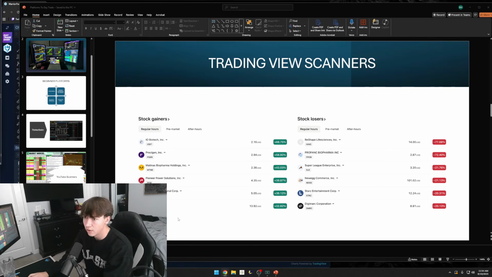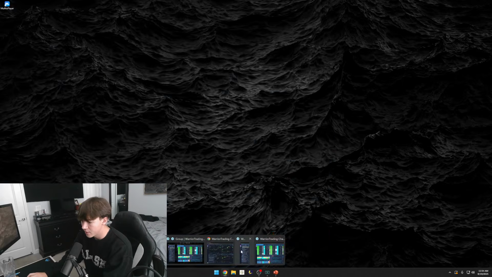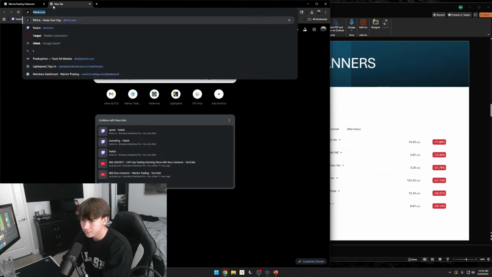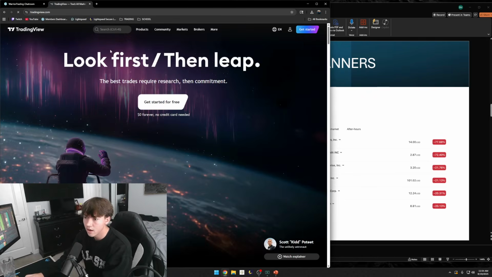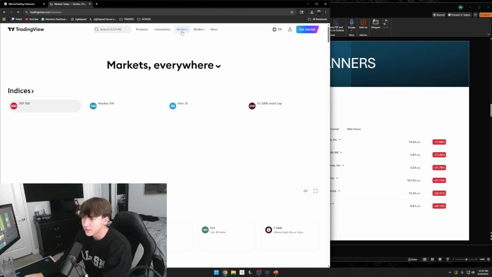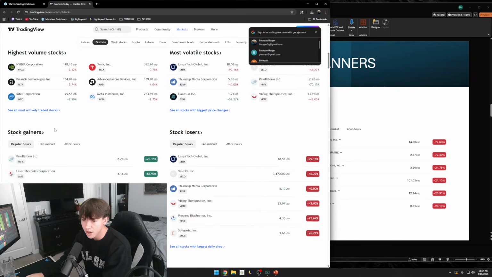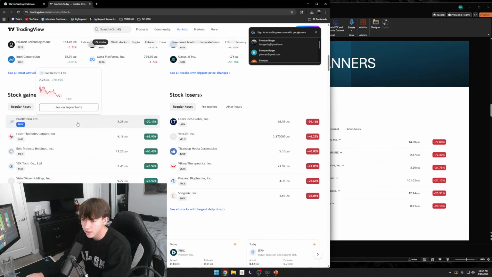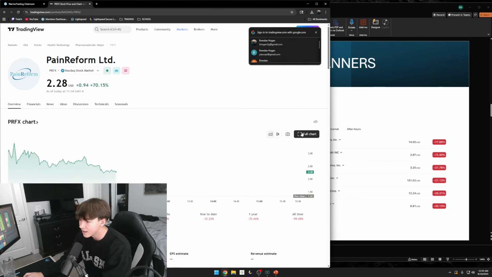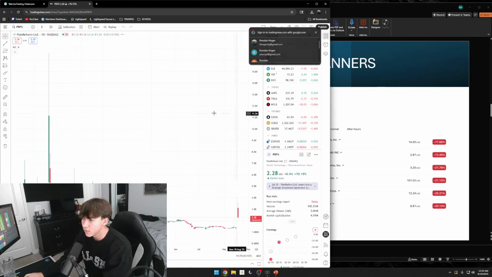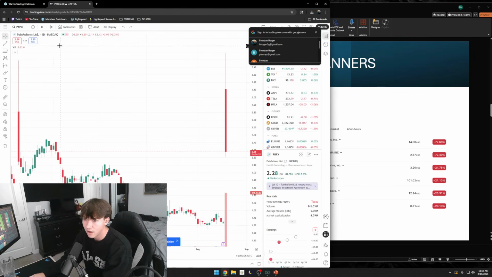Let me just pull up Google. Let's see. If you go to Google and just type in TradingView.com, and then you go to markets and you scroll down to the highest volume stocks or stock gainers, you could see a lot of stocks that are up. This one's up 70%. You can click on it, you can go full chart, and then you can really see what's happening on the day.